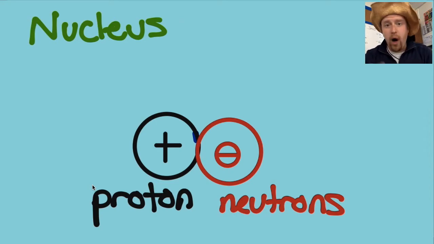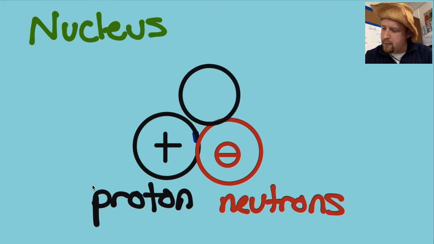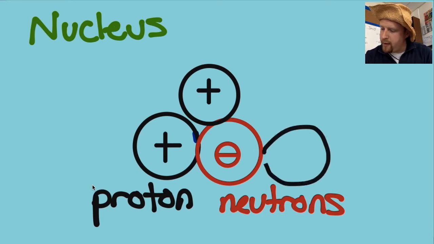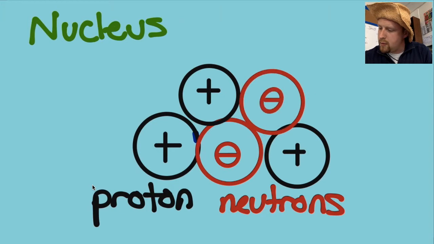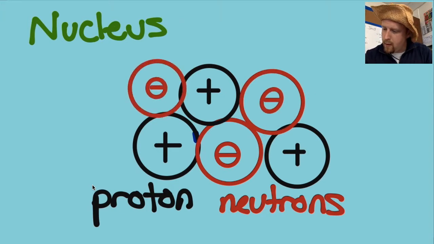Now, they form this little region. So we could draw a few extra of these. We could draw a couple more. We could draw another proton, and we could draw another proton over here. And we could draw a couple more neutrons. And we'll draw one more proton, right down here.